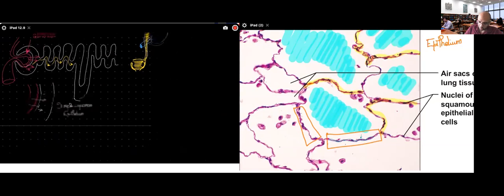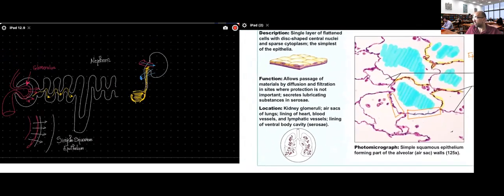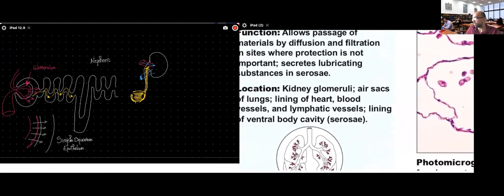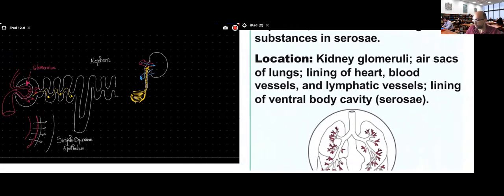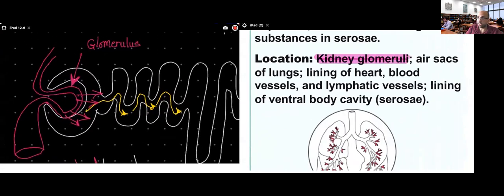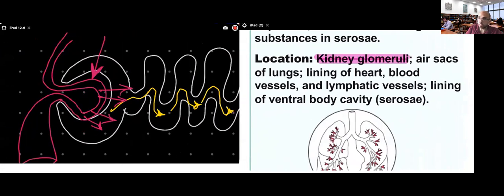All right. So where can you find simple squamous epithelium? You will be able to find simple squamous epithelium in the kidney glomeruli. What are the kidney glomeruli? Again, this is a tuft of blood vessels that will be responsible to allow the filtration of the blood. And being in need to filter the blood, I want to have the minimal resistance against this filtration to allow this filtration to take place.